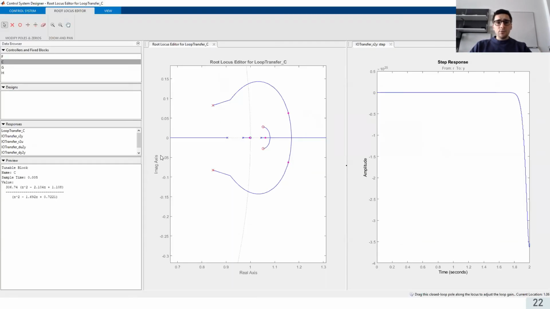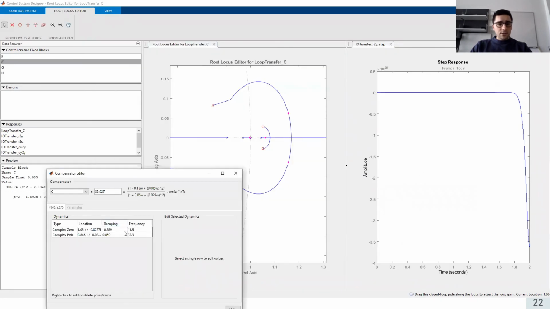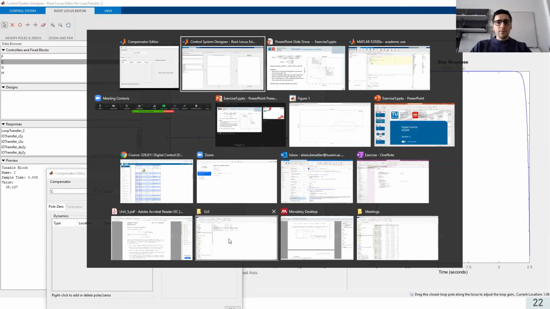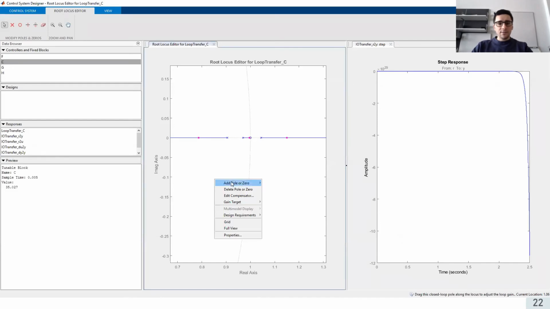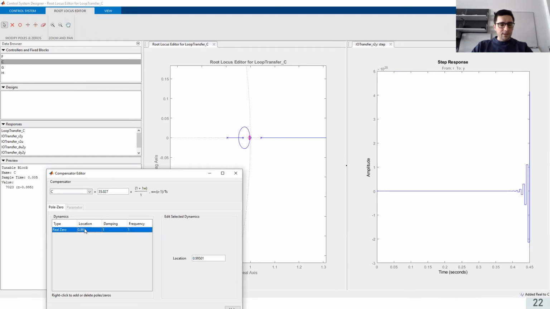So now if we just have a look at this method, I'm going to remove this one. The first step is create branching. To create branching here, I propose to first add the zero. So add a zero between the plant zero and pole. The first zero, I'm adding it at 0.98. So add a real zero at 0.98.